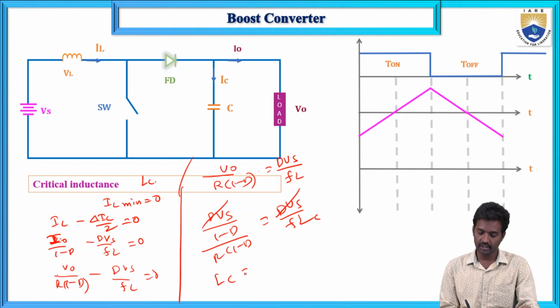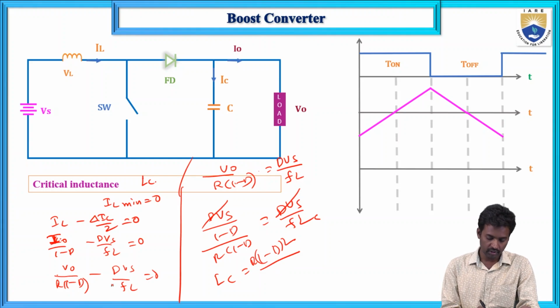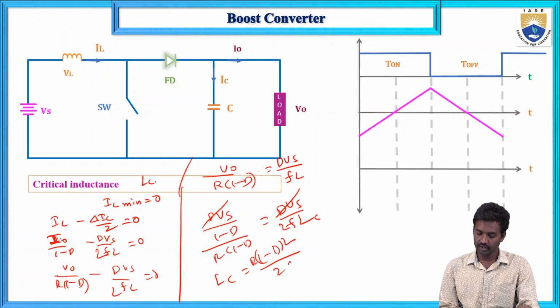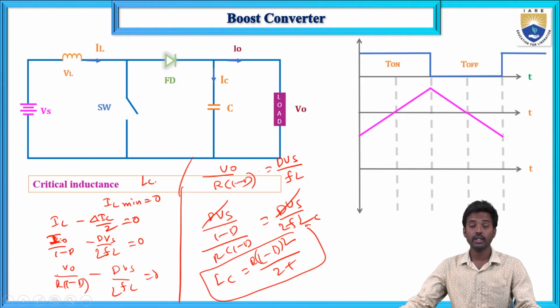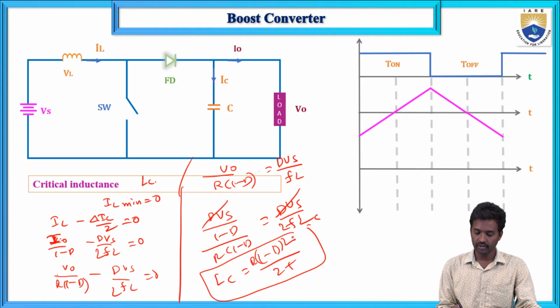So LC is here. So R into 1 minus D whole square, and here this is del IL. So this is the denominator, there is a 2 and 2, and this is 2F. This is the critical inductance formula. So critical inductance equals D into 1 minus D whole square by 2F. This is the case for critical inductance.